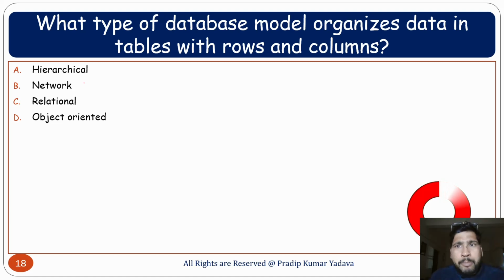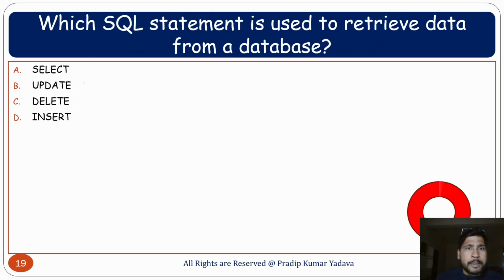What type of database model organizes data in table with row and column? So as we know, relational database model is generally used to organize data in table. So among the four options, the correct option will be relational. In hierarchical, basically data is stored in terms of a parent and child relationship. In network, one data can have multiple paths. Object oriented means here data is stored in form of classes and objects.